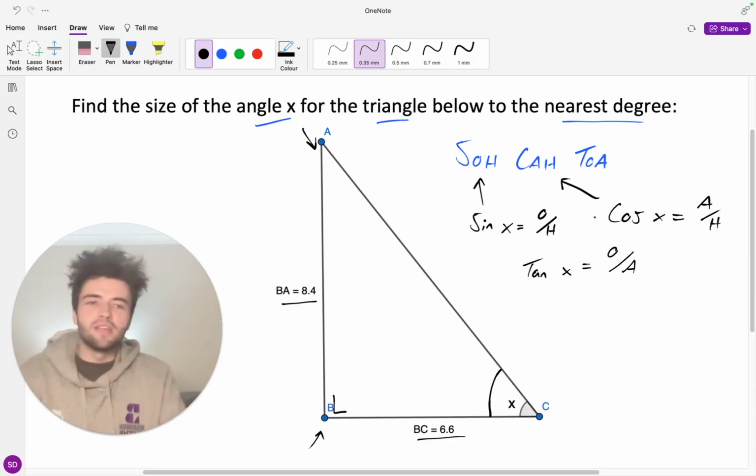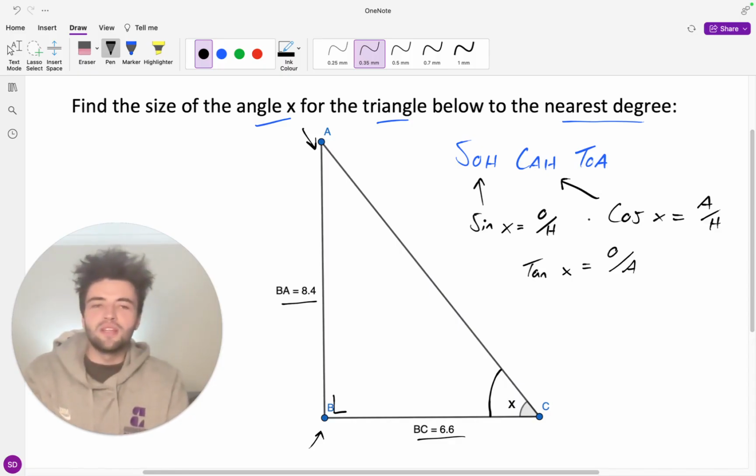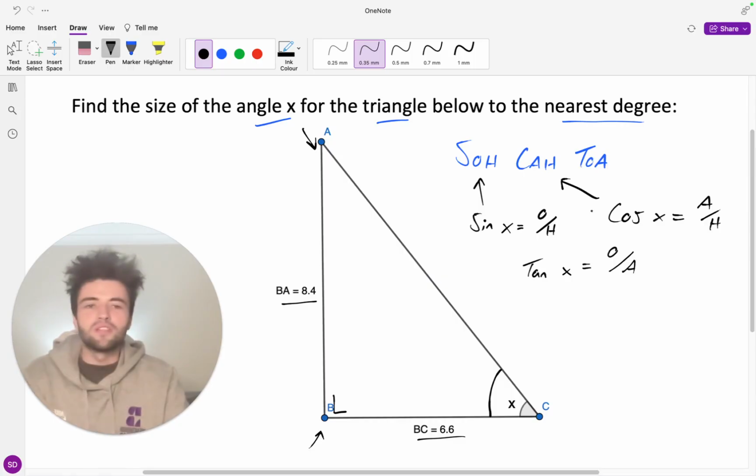Those are our three trig identities we use for right angle triangles, and you will have to learn them off because unfortunately they don't tell you which one to use in a specific situation, but with a bit of practice it's usually not too hard to spot.